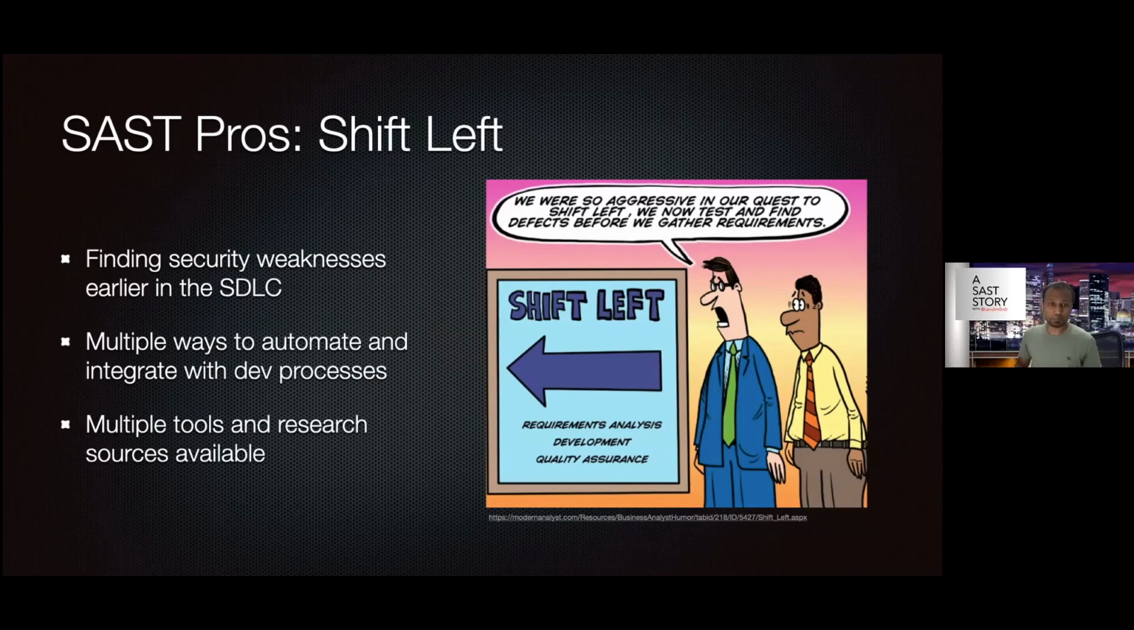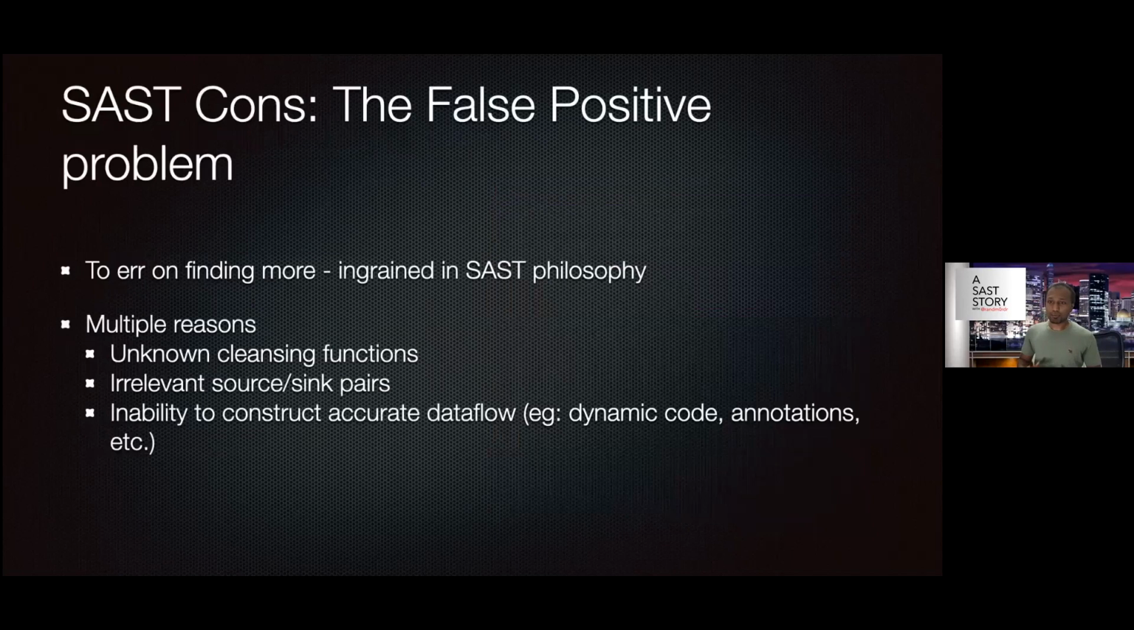and identifying issues as early as possible. However, if you've ever had the unfortunate opportunity of triaging static analysis tool results, you would know that the biggest problem is the sheer number of false positives that we see. And this isn't to blame the technology itself. The technology is built with the assumption of finding as much as possible. This is just built into the SAST philosophy. But there are multiple reasons why this is the case.